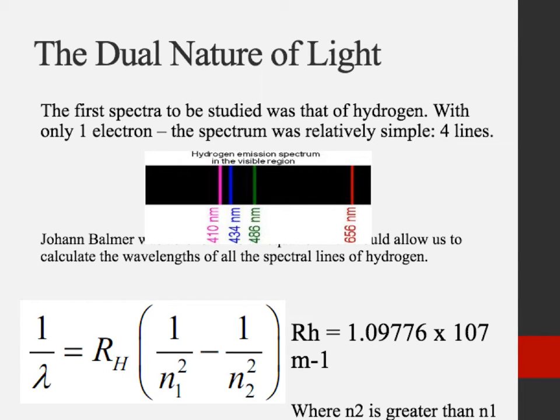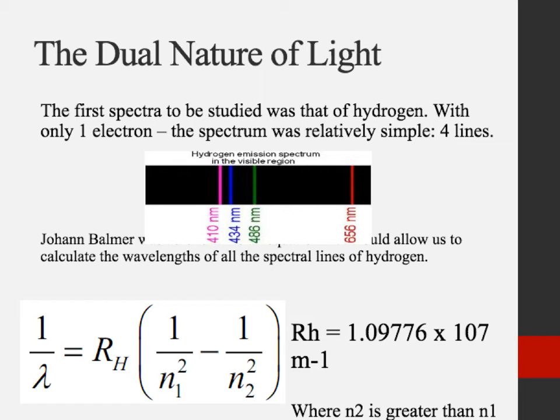Okay, the first spectra to be studied was that of hydrogen. With only one electron, the spectrum was relatively simple. It only had 4 lines that were visible: one at 410 nanometers, one at 434, one at 486, and one at 656.